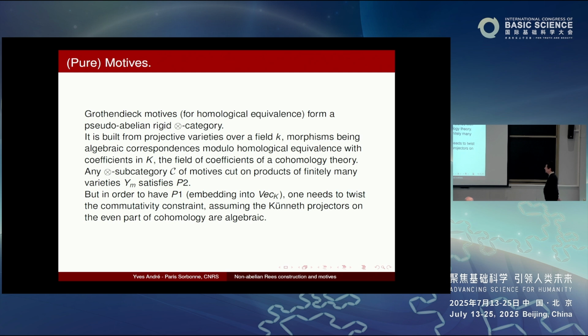So any tensor subcategory C of motives which is cut out by products of finitely many varieties, let's say Y_m, satisfies the condition P2. But in order to have the condition P1, which means an embedding, so a faithful functor to the category of vector spaces over K, there is this famous problem that you normally get a functor to the category of super vector spaces. And so you have to twist the commutativity constraint, assuming that the Künneth projectors of the even part of the cohomology are algebraic.